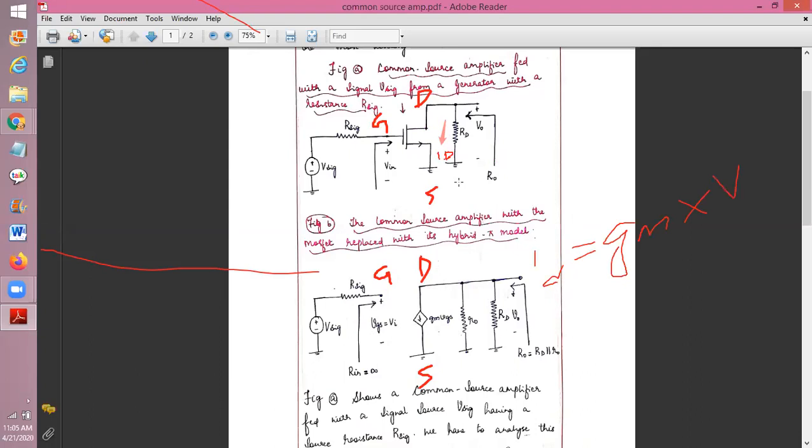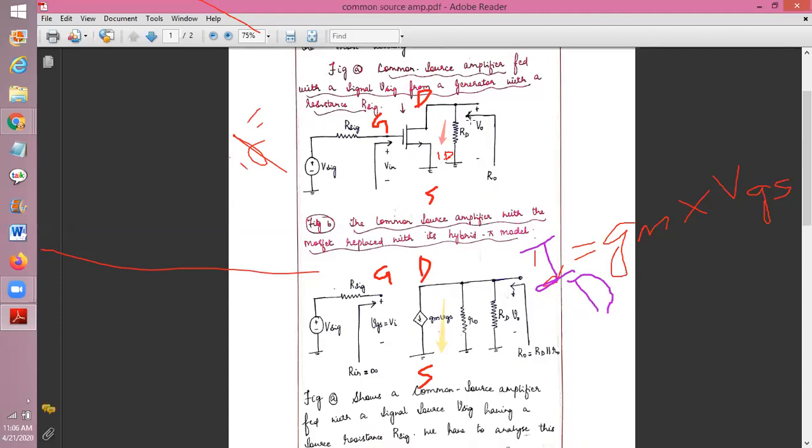Basically students, it is a voltage controlled current device. Very good, it is a voltage controlled current device. So the voltage VGS is controlling the drain current ID. ID is given by GM into VGS. Very, very important. So I am showing the current GM into VGS. Where is the current flowing? From drain to source. Since it is flowing from drain to source, the arrow mark is downwards.